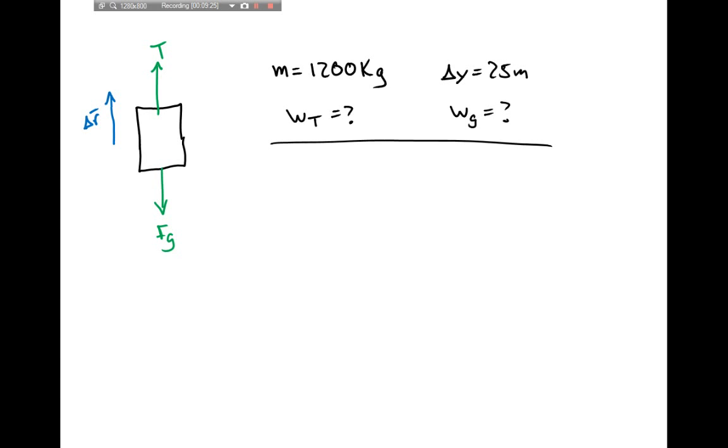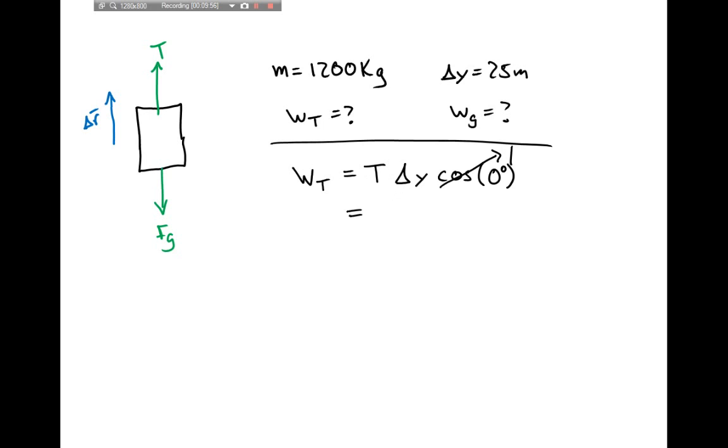So remember, there's a lot of different formulas we can use to calculate work. One way we could calculate the work done by the tension is the tension force times the magnitude of the displacement, which in this case is delta y, times cosine of the angle in between them. The tension force points vertically upwards, and my displacement is vertically upwards. So the angle between those two vectors is 0 degrees, and cosine of 0 degrees is 1. So my work is just going to be tension times displacement.